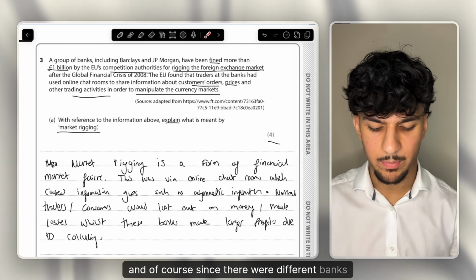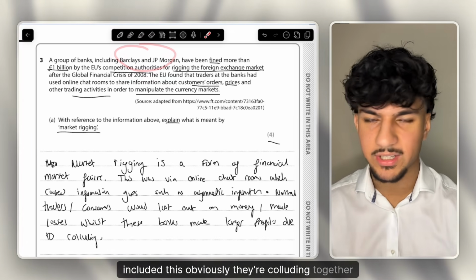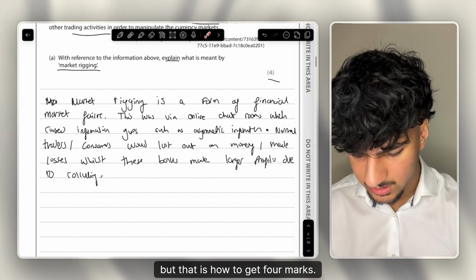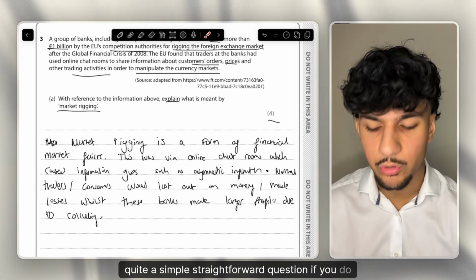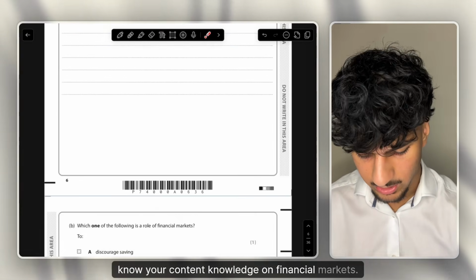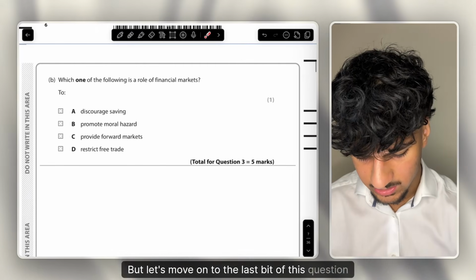And of course, since there were different banks included, they're obviously colluding together also. But that is how to get 4 marks on that question 3. Quite a simple, straightforward question if you do know your content knowledge on financial markets. But let's move on to the last bit of this question 3.